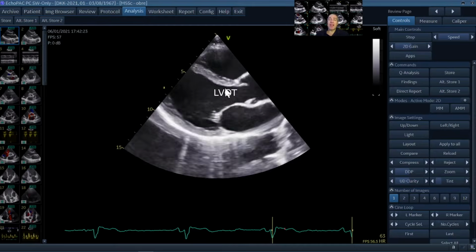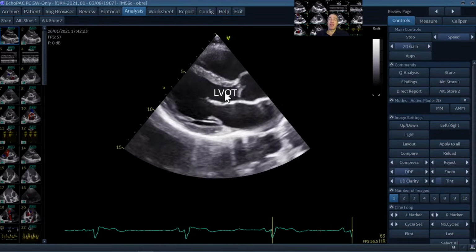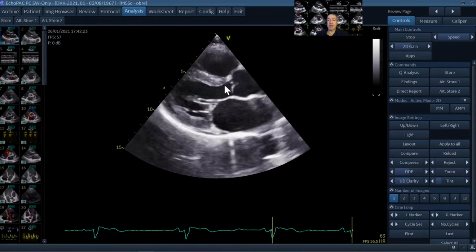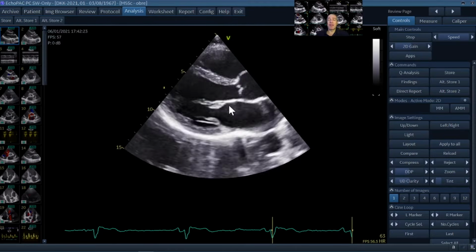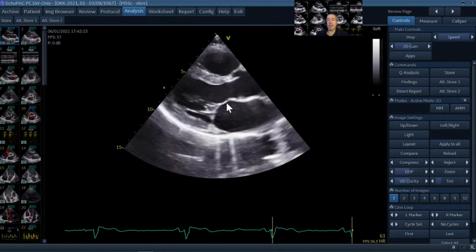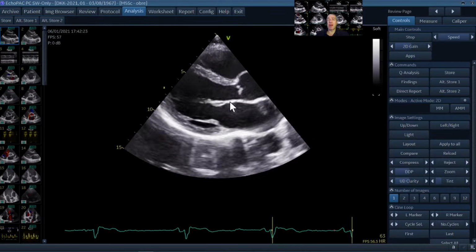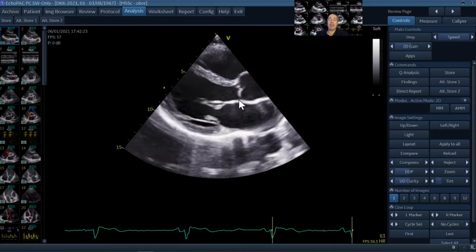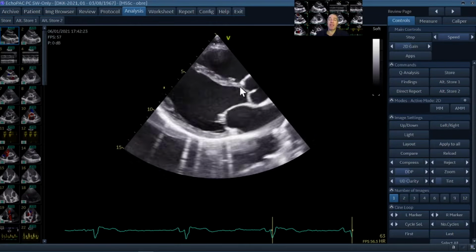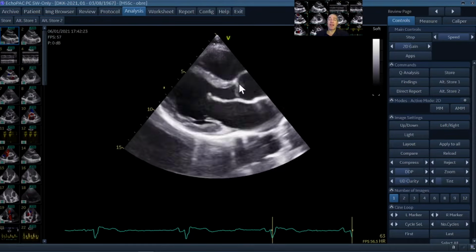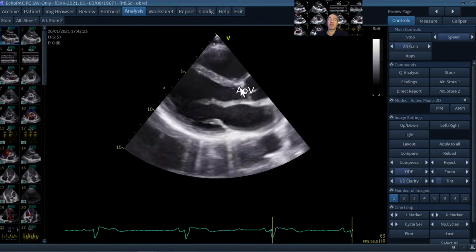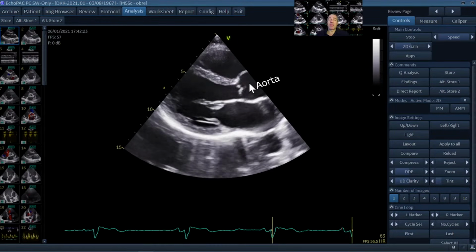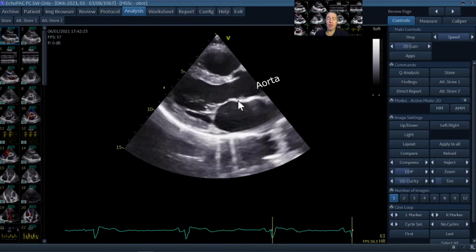Please note the anatomy that one part, the anterior part of the left ventricular outflow tract, is the interventricular septum, but the posterior part is built by the anterior mitral leaflet. So the anterior mitral leaflet is a part of the left ventricular outflow tract, and it directly attaches or ends at the level of the aortic cusps here. This is the aortic valve with two cusps visible, and then we see a little bit of the ascending aorta.